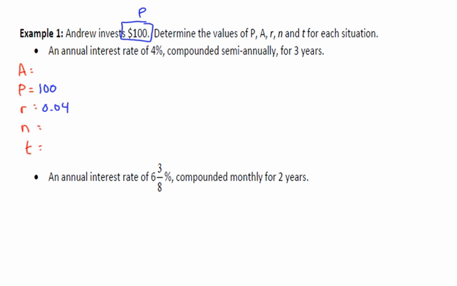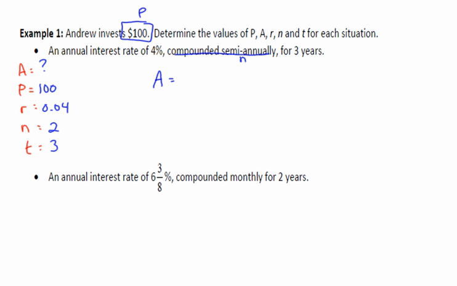Compounded semi-annually. What does that mean? Our N value is 2, two times a year. For how many years? 3. And we're looking for how much he accumulates, how much it's worth in the end after the 3 years. Semi-annually, compounded twice per year.